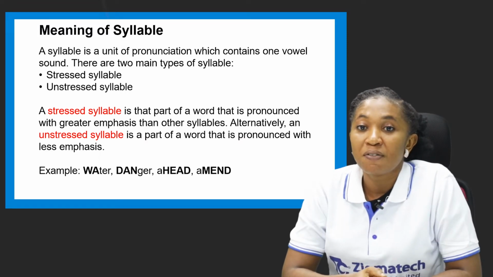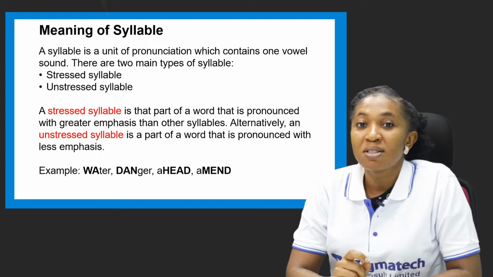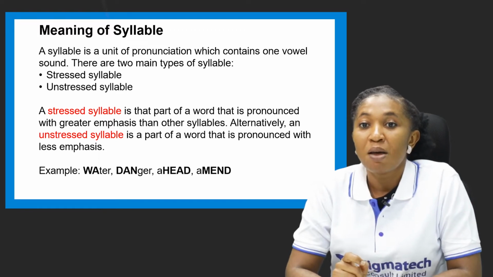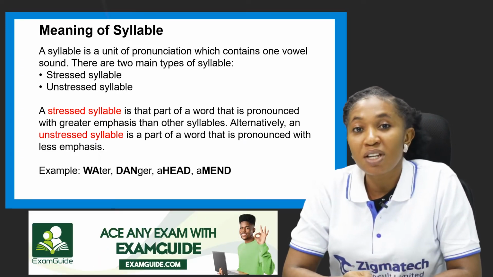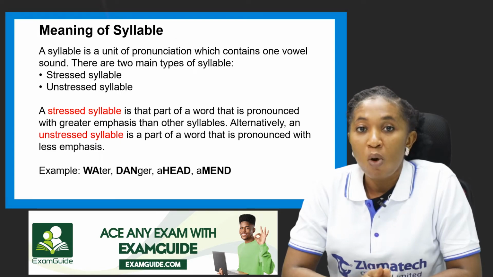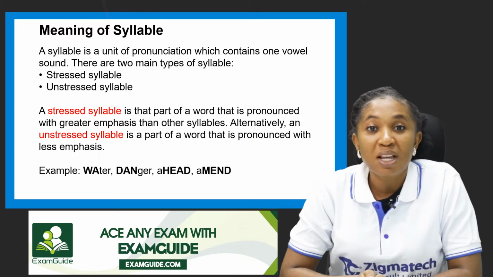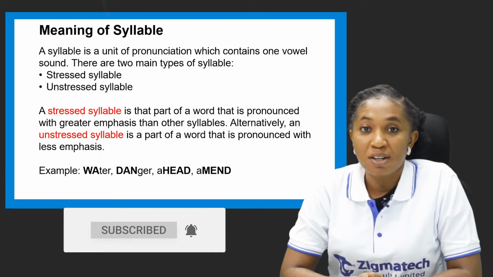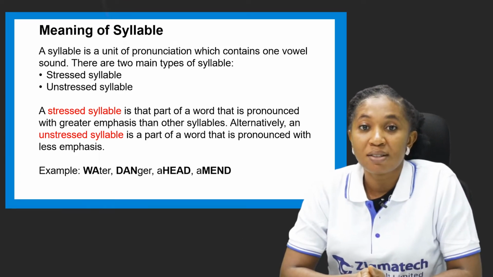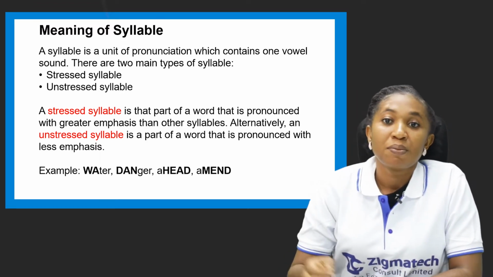Look at the examples we have here. The first one says water. On a closer look, you see that the stressed syllables in these words have been emboldened. So we have two syllables in water, wa and ter. The stressed syllable is WA, while the unstressed syllable is TER. Another example is danger, ahead, amend. These are examples of stressed and unstressed syllables. Take notes.